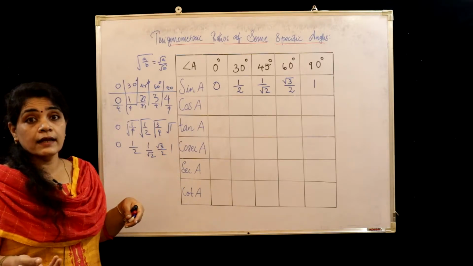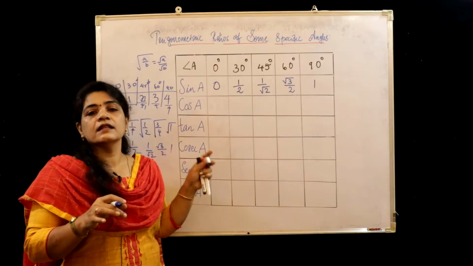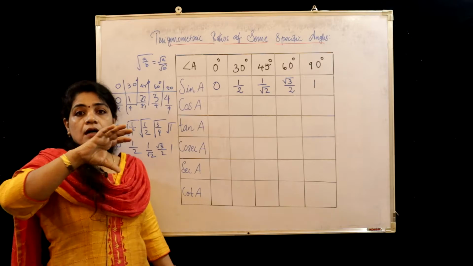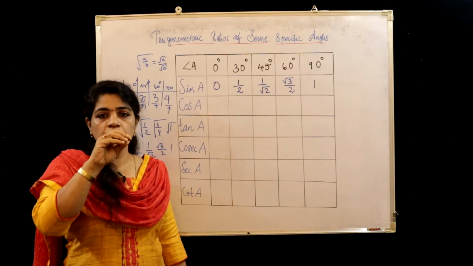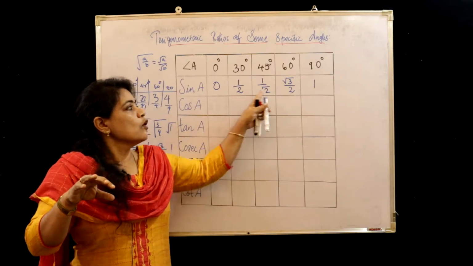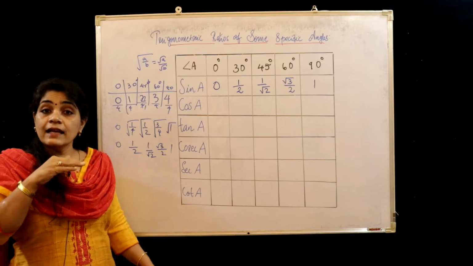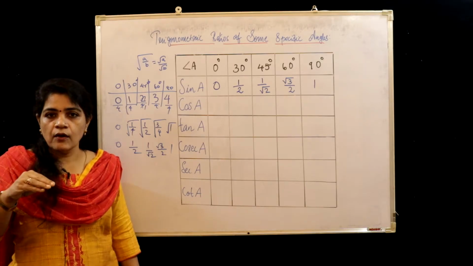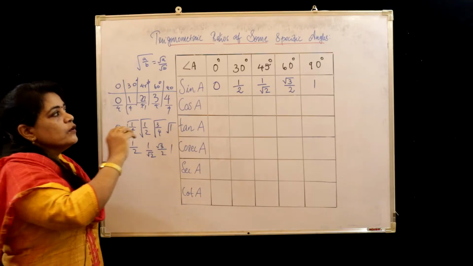But those who can learn it by heart, that would be better, and those who feel it is difficult, you can follow these 3 steps. Okay, write down the numbers starting from 0 to 4. That will fill the first 5 columns: 0, 1, 2, 3, 4. Then what to do? You have to divide all the entries by 4, and simplify, then take its square root, and that will give you the first row.